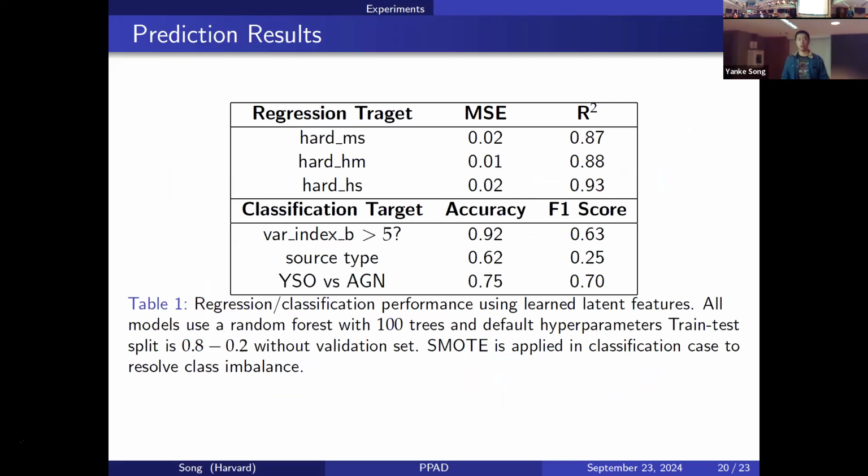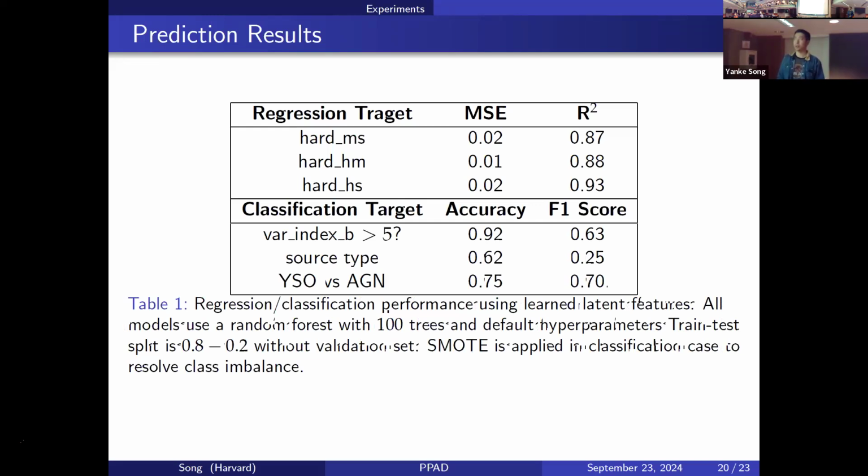What I'm doing is taking these trained 8-dimensional latents and fitting very simple machine learning models using extra labels, because now we're interested in downstream tasks. So I give them some other labels and train a very simple random forest with 100 trees and default hyperparameters. I didn't spend any effort tuning them. I'm doing an 80%, 20% training-test split without any validation set, so no cross-validation.